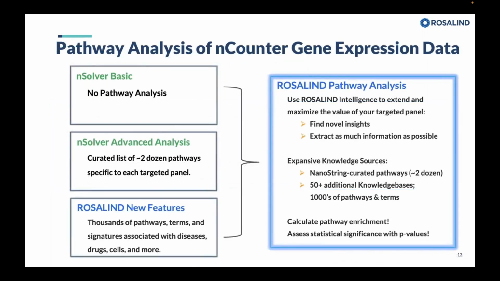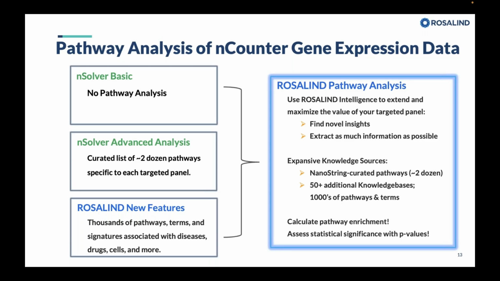So many of you might have used NSolver in the past, which is NanoString software. So we know in NSolver Basic, pathway analysis is not available. NSolver Advanced Analysis, we know that in that software package, you can apply about 24 or so pathways to each of the different targeted panels you're analyzing. These pathways were curated by the wonderful NanoString bioinformatics team. They leveraged their expertise, utilizing public data, et cetera, and their own specialties to curate essentially 24 or so pathways for each of these off-the-shelf panels. So that's what's available in advanced analysis.